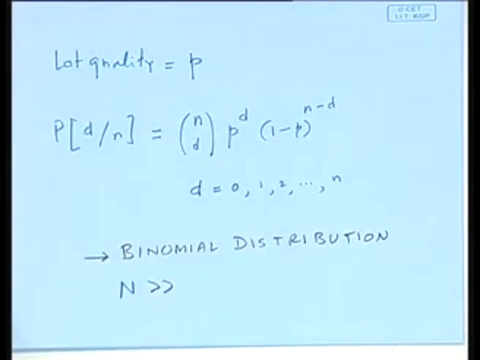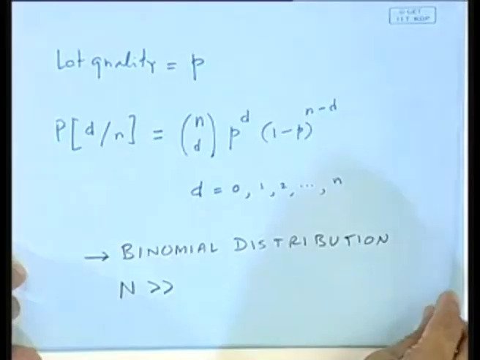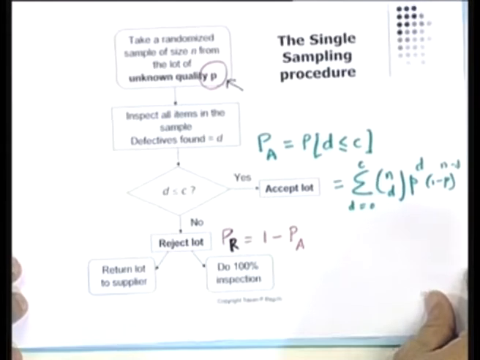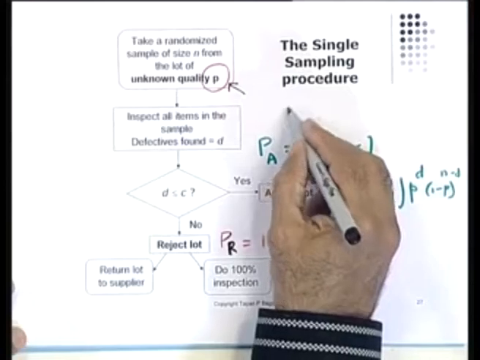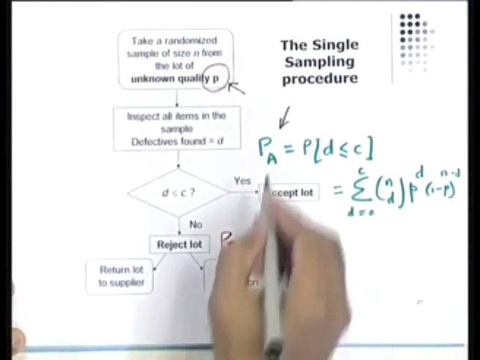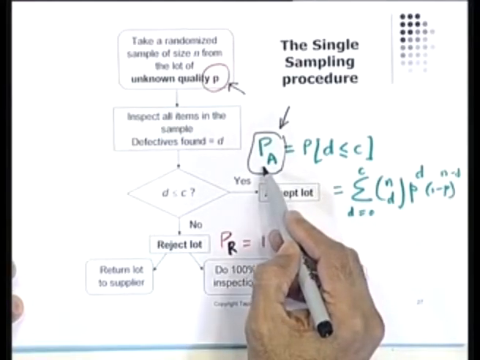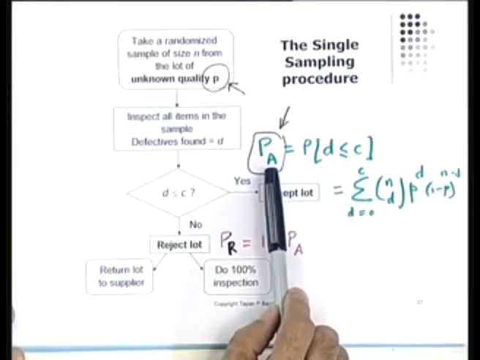I'll do that. Let's first take a look at something called the OC curve, the operating characteristic curve of the plan. Now recall that when I drew the single sampling plan and I had this item there, the quantity that I was most interested in was this probability, the probability of accepting the lot. I had a lot of interest in this because this is the probability of accepting the lot which is at quality level P. So this is a very important quantity. I really need to have a good feel for this.